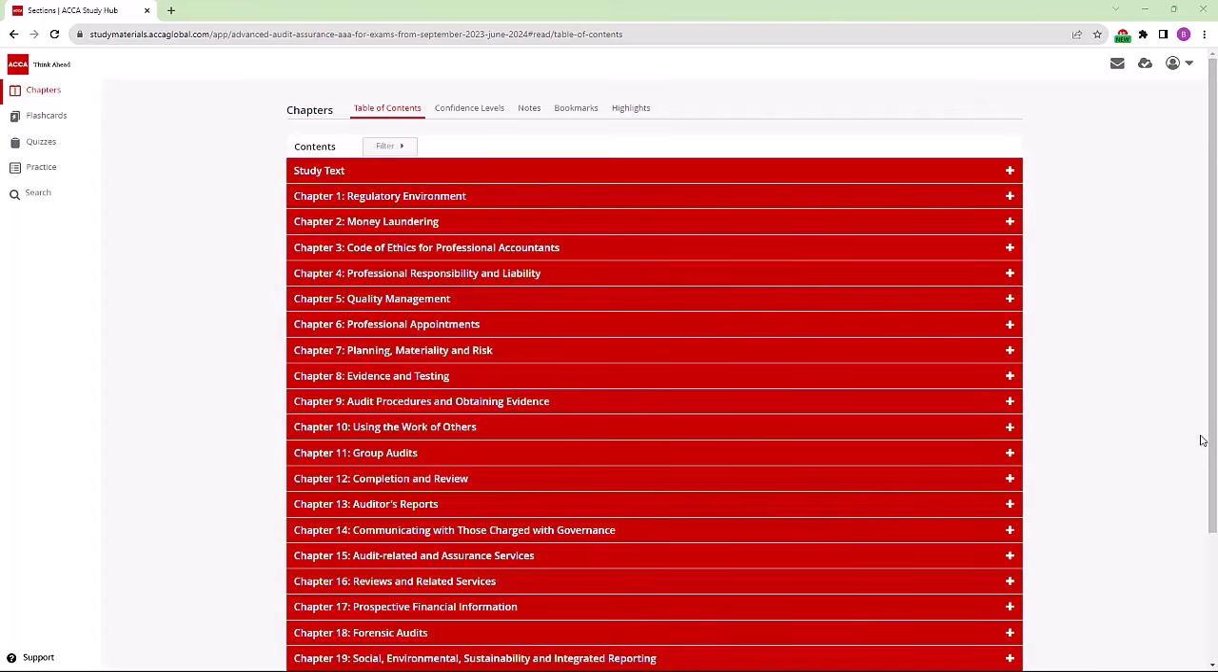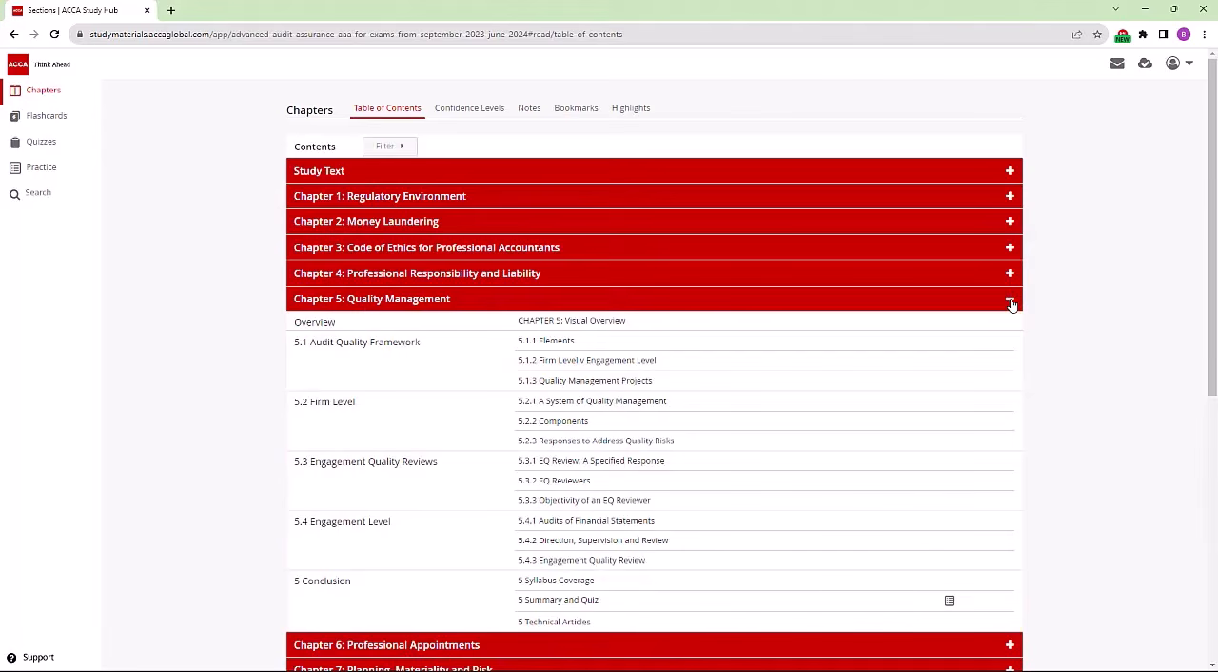Now, that topic recap went over the main points, the important bits that you need to know about quality management to succeed in the exam. But if you want more on quality management, a great place for you to go for extra reading is in the Study Hub. And you log into the Study Hub, you'll have the link from ACCA. And when you first log in, it brings up the study text. And it's organised by chapters. And the one that's useful for this section of the course for quality management is, as the name suggests, Chapter 5 Quality Management.